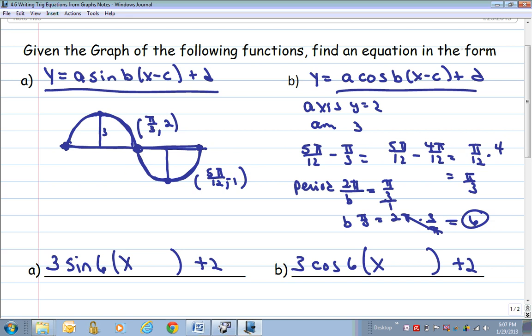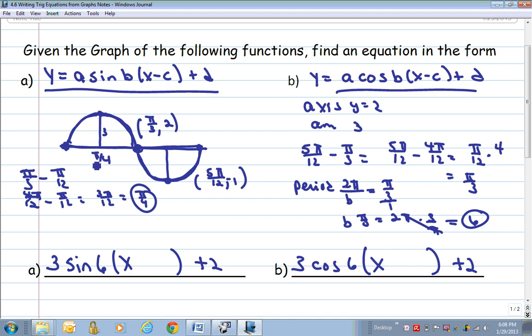Pi over 12. So we're going to take pi over 3, and we're going to subtract pi over 12 from it. And that'll make us go backwards. So if we do that, we're going to change this to what? 4 pi over 12 minus pi over 12 would give us 3 pi over 12, which gives us pi over 4. So this point would be at pi over 4.